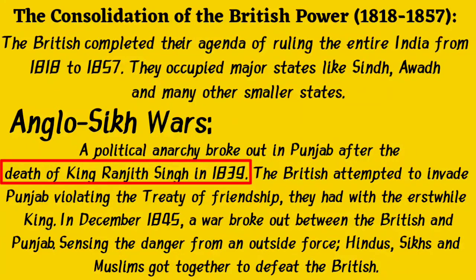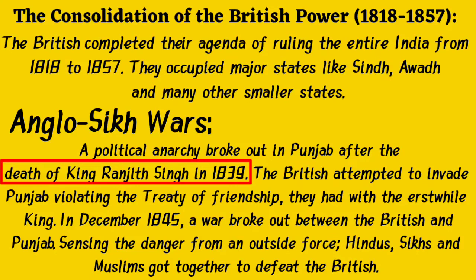The British attempted to invade Punjab, violating the Treaty of Friendship they had with the erstwhile king. In December 1845, a war broke out between the British and Punjab. Sensing the danger from an outside force, Hindus, Sikhs and Muslims got together to defeat the British.